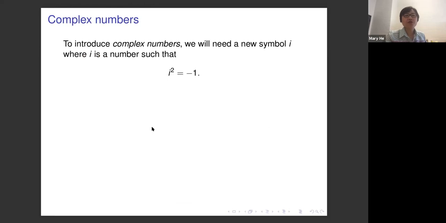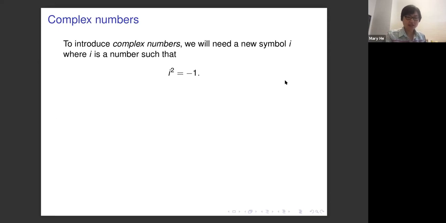To introduce complex numbers, we need an actual new symbol, which is called i. We should think of this new symbol i as a number such that i squared equals -1. So you can also think of i as the square root of -1. And we all learned in high school that in the real numbers, we couldn't take the square root of a negative number.